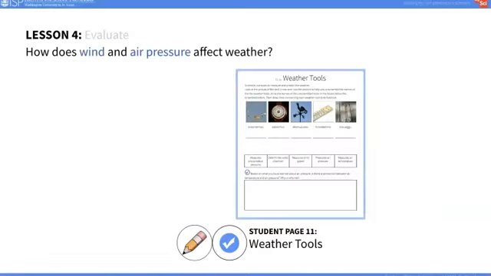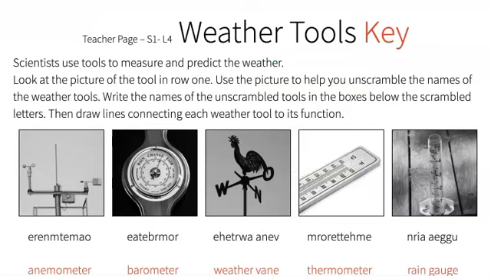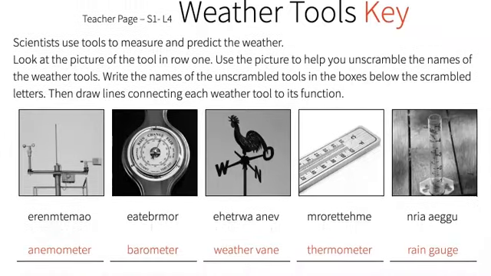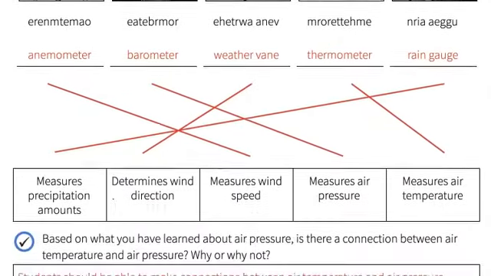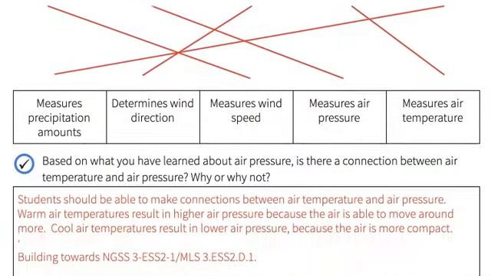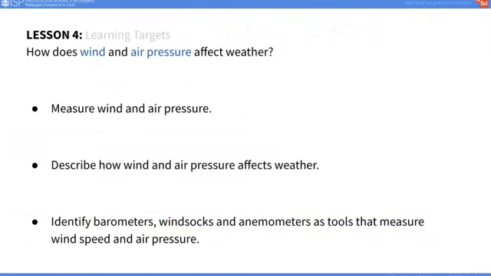In the Evaluate portion of this lesson, students will complete a formative assessment. Students will connect weather tools to the property of weather each is used to measure. Additionally, they will explain the connection between air temperature and air pressure. By the end of this lesson, students will have measured wind and air pressure, described how wind and air pressure affect weather, and identified barometers, wind vanes, and anemometers as tools that measure wind speed, direction, and air pressure.